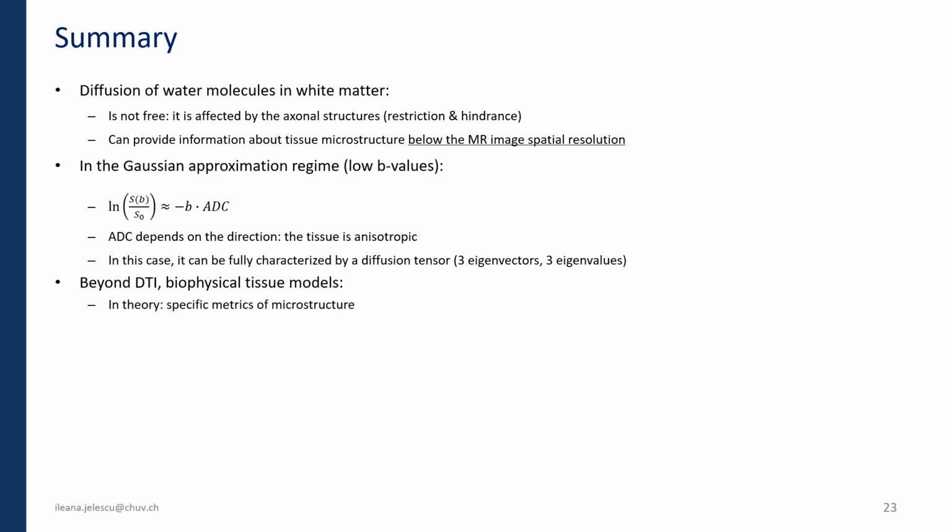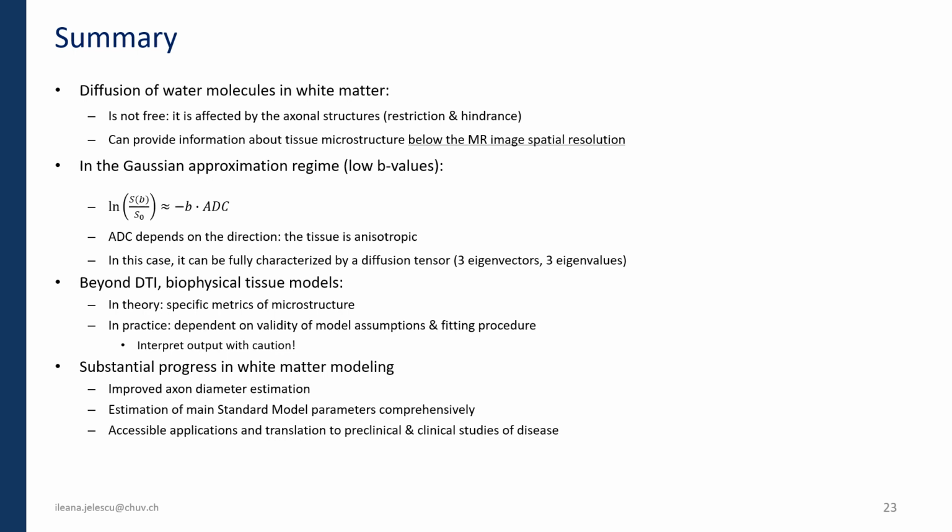Beyond DTI, we can introduce biophysical tissue models, which in theory provide specific metrics of microstructure, but in practice, the output is highly dependent on the validity of the model assumptions and the fitting procedures, so do always inspect it with caution. But I'm happy to also say that there's been substantial progress in white matter modeling, both on the front of improved axon diameter estimation and the estimation of the main standard model parameters that we can now perform comprehensively. And these are now becoming accessible to applications and translation to preclinical and clinical studies of disease.